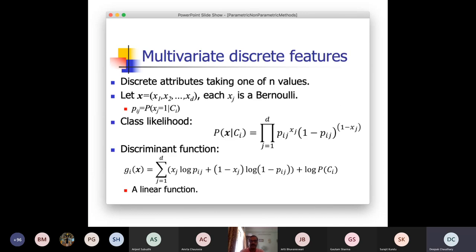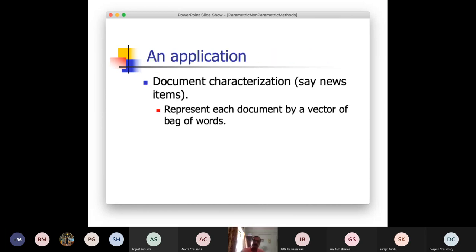So the estimation of pij, that means given class Ci, the estimation of the probability of having xj equals 1, is simply the number of times xj is 1 in that class, divided by the total number of occurrences of xj, including 1 and 0. So that is what pij is. If you get pij, then you can get these discriminant functions for this class itself. And also the prior probability you need to compute in the same conventional way. So you can see it's a linear function once again, because log pij and log 1 minus pij are the coefficients of the variable xj only. So it's a linear function over the attribute space.